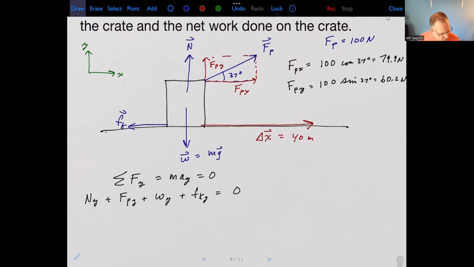Now, what's the y component of the normal force? Well, it's all acting in the y direction, so that's just going to be N. The y component of FP is what we just calculated over here, right? The y component of FP is 60.2. I'll just leave it as the y component of FP for now.